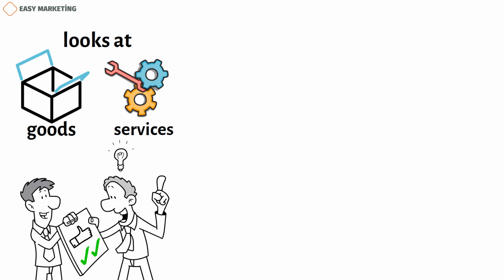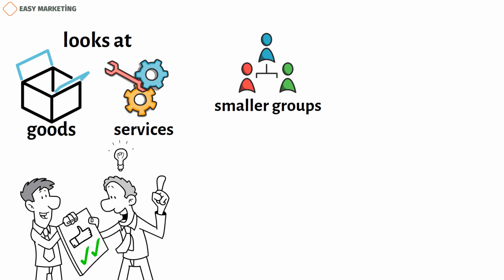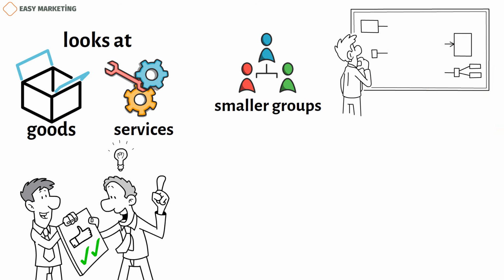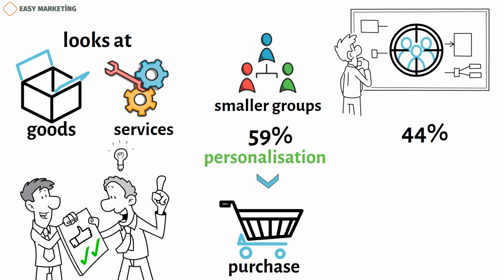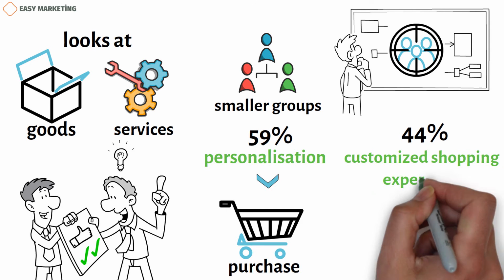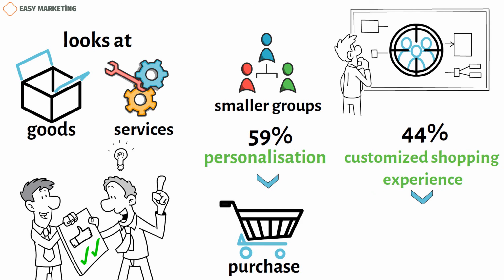Because STP marketing focuses on segmenting your consumer base into smaller groups, you can create incredibly targeted marketing tactics to connect with and engage each target population. In fact, 59% of customers claim that personalization has an impact on their decision to make a purchase, and another 44% claim that a customized shopping experience has an impact on their decision to use a brand again.